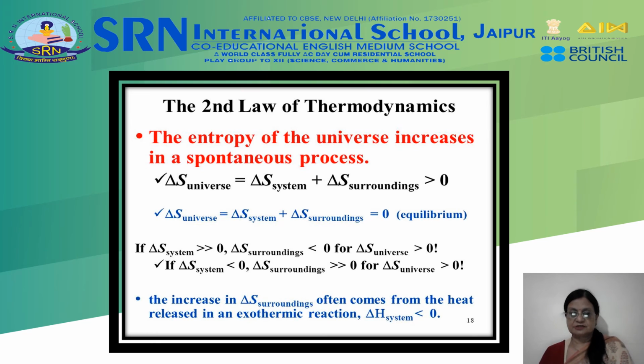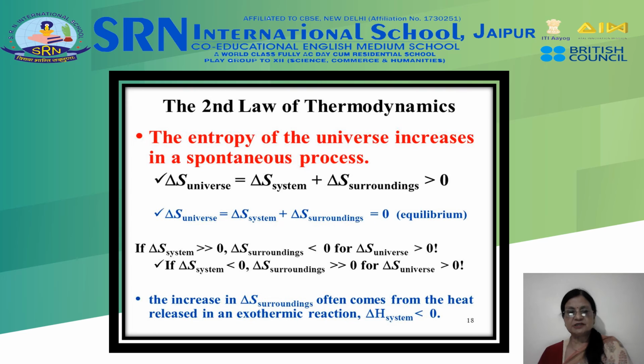Now, if delta S system is greater than zero, that is positive, and delta S surrounding is less than zero, that is negative, then delta S universe will be greater than 0. If delta S system is less than 0, and delta S surrounding is much greater than 0, more positive, then also delta S universe will be greater than 0, that is, it will be positive and the process will be spontaneous.